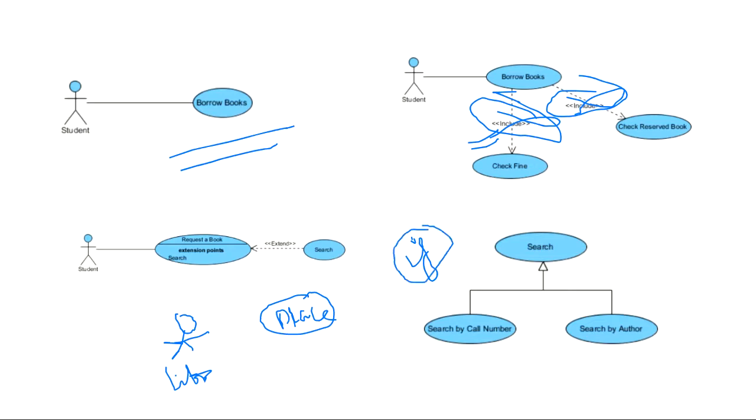You are a librarian, you are trying to place an order, and if the order exceeds a particular amount, you will show some error message or do something. That is extend, right? So how will the diagram look? You are a librarian placing an order, and if the value of the order exceeds a certain amount, you give an error message. This is a dotted line, and extend. This is how the relationship will look.